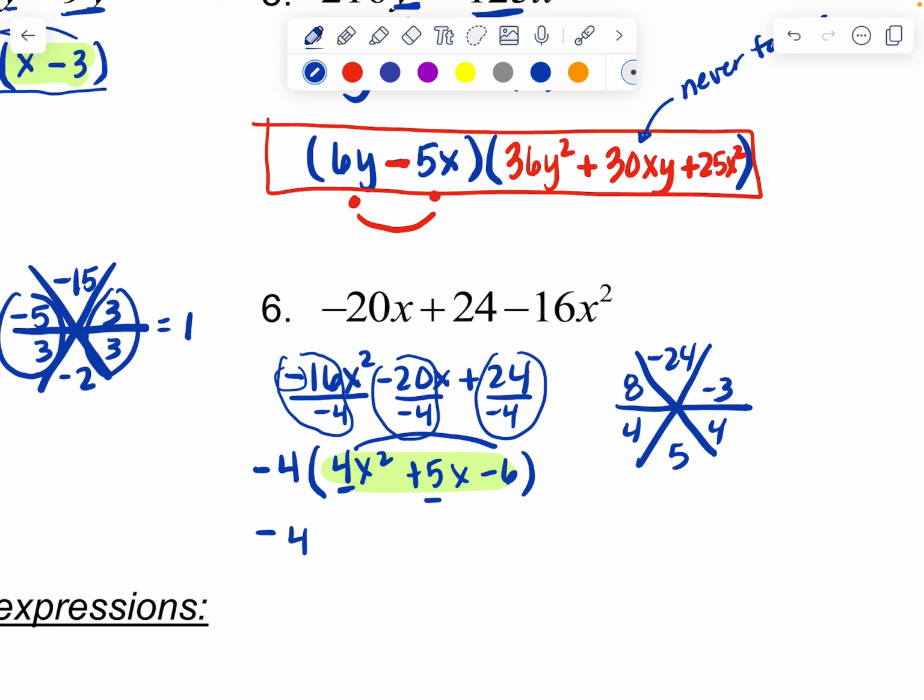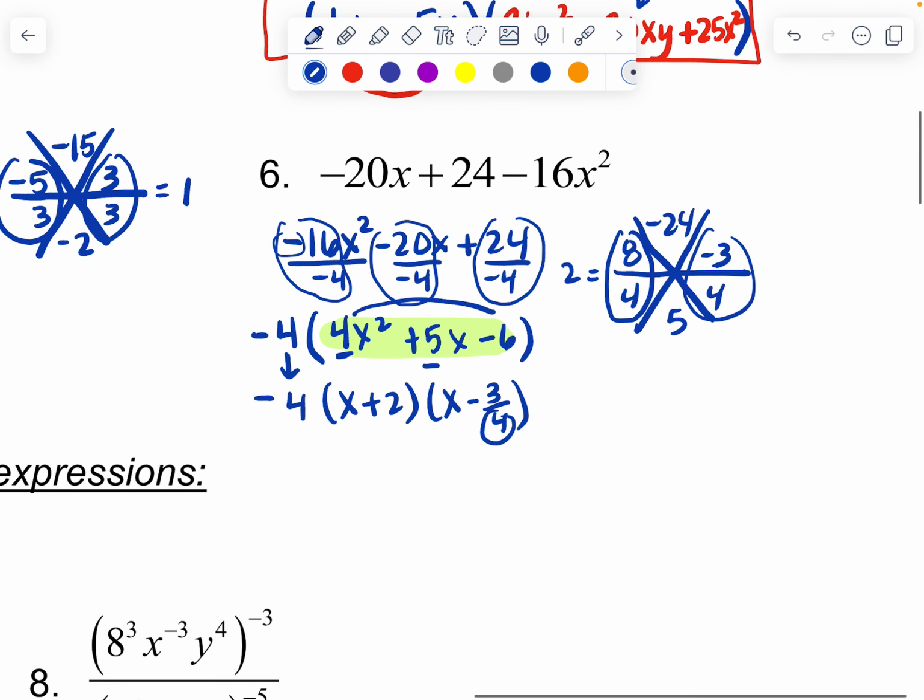So you have negative 4. Don't forget this GCF. It tags along, right? Okay, your first factor, 8 divided by 4 is 2, so it's going to be x plus 2. And then the next one is negative 3/4, x minus 3/4. And you guys, we don't like the way that looks. Remember, if you ever have a bottom of a fraction, just move it up. So this is actually going to be negative 4 times x plus 2 times 4x minus 3.